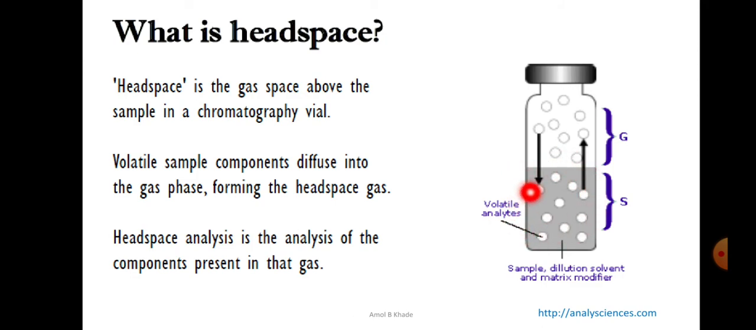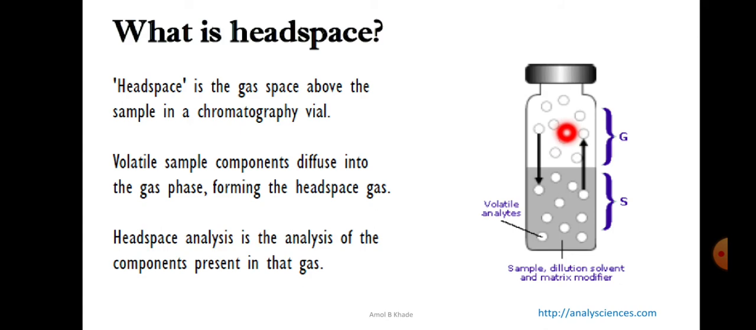So this is called the sample part. This sample could be mixed with some kind of diluent or matrix modifier, and it has a tight cap system. Okay, so what happens, as they are highly volatile, during the storage, within a fraction of seconds, they will evaporate and the sample will occupy the vaporized form in this upper part. So this upper part is nothing but the headspace of this vial.